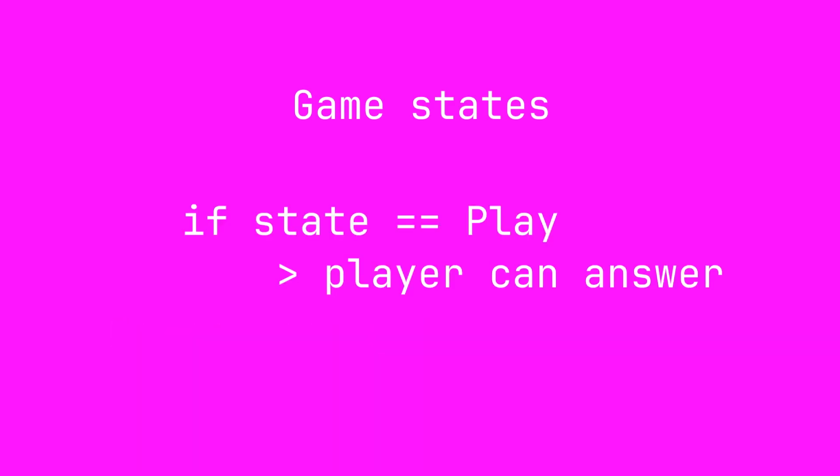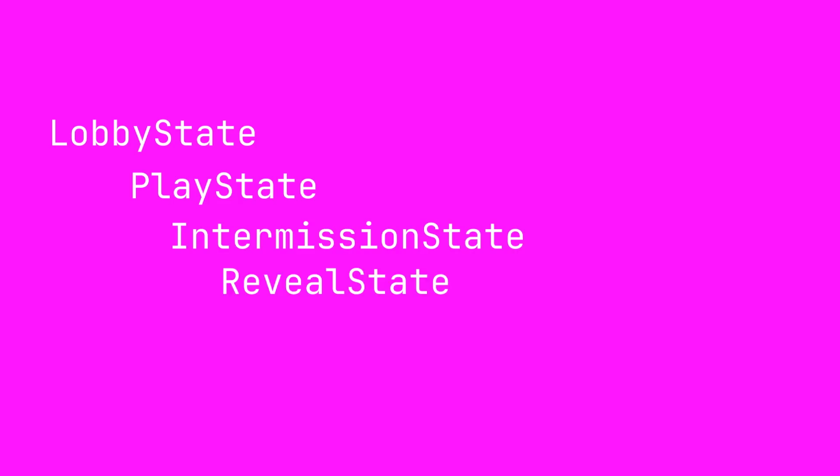We're also going to need some states, which will say which part of the game is currently running. Are we in the lobby phase, or are we maybe revealing the answer right now? This state will determine what the player or host is going to see on their screen and what their allowed actions are. So we're going to have the following states: lobby state, play state, intermission state, reveal state, and end state. Lobby state will be when the game hasn't started yet and is filling up with players.